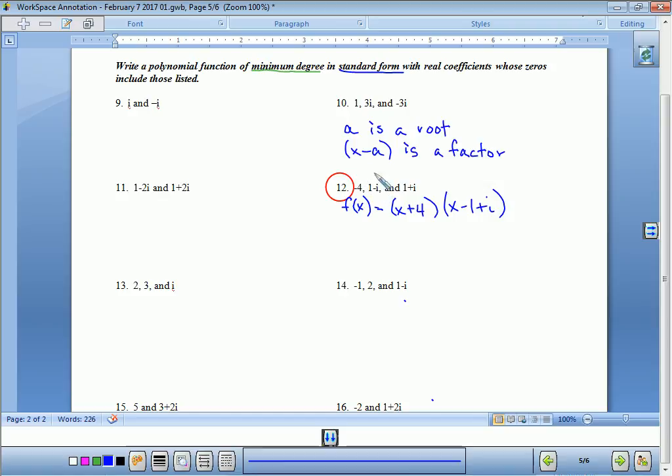Wait, what? Okay, wait. So wait, the negative, the other side's flipped? Yeah, because we're subtracting it. Yes. Okay, sir. Is there a shortcut to multiplying the factors?